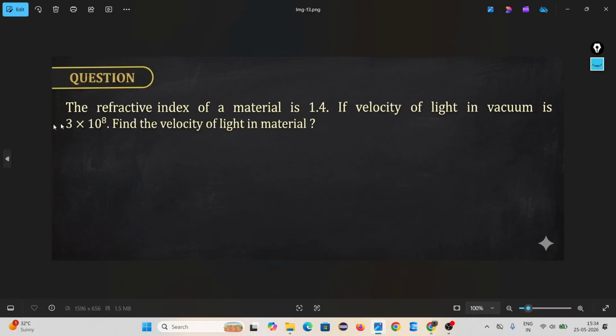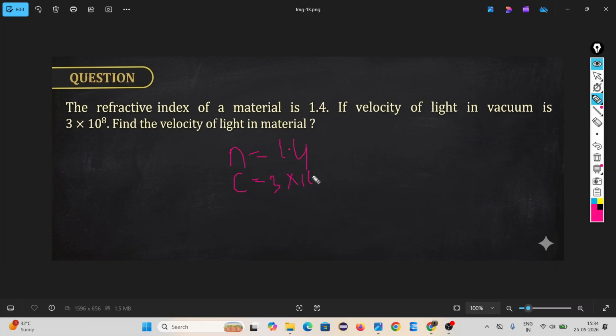Then come to the question we did in the last class. The refractive index of a material is 1.4. If the velocity of light in vacuum is this much, find the velocity of light in the material. That means refractive index n is given, 1.4, and the velocity of light in vacuum, that is c, is given. Find the velocity of light in the material. Which type of refractive index is it, absolute or relative?